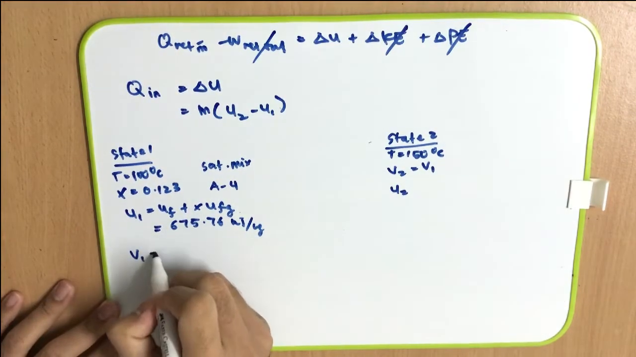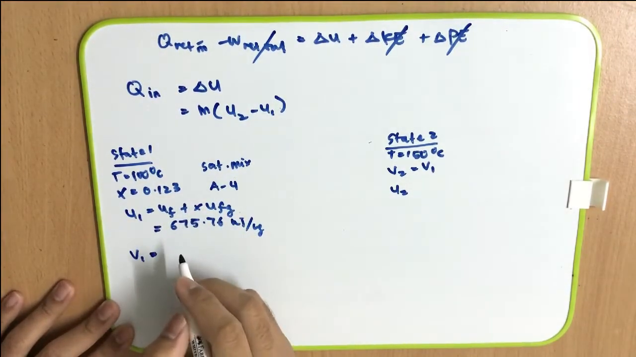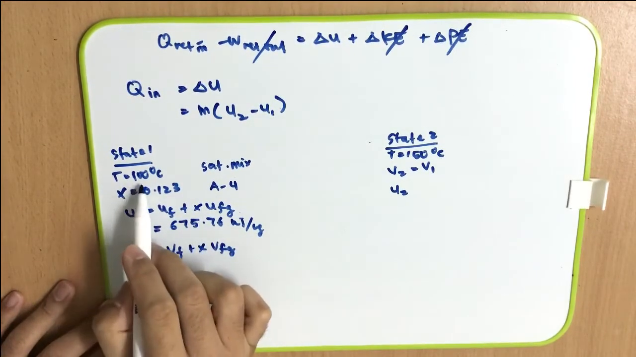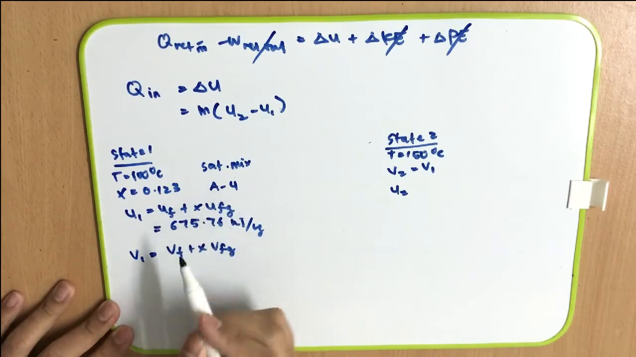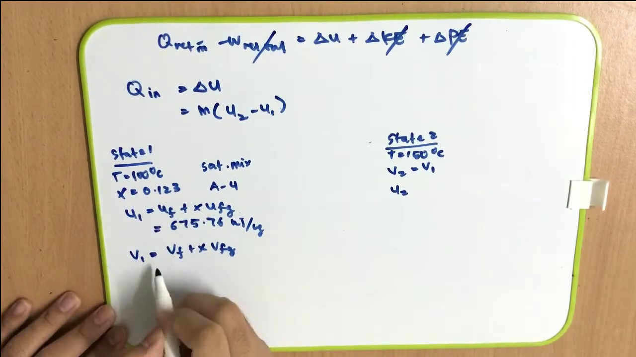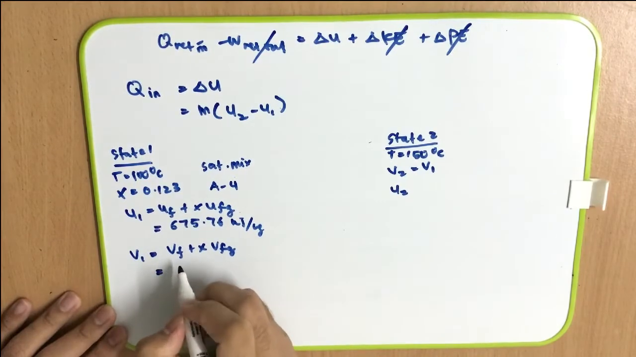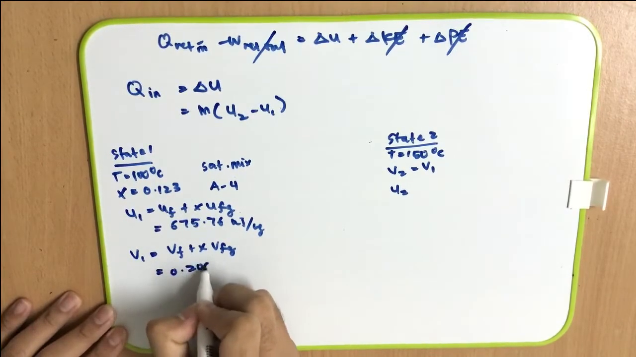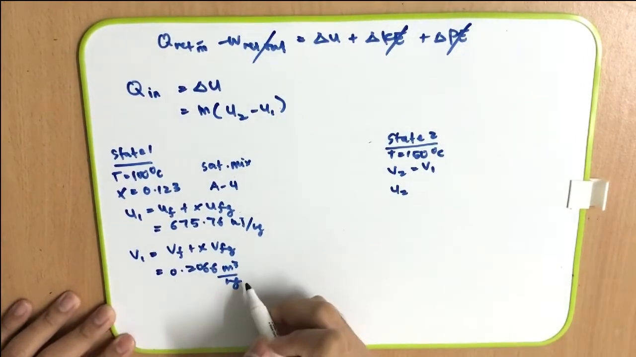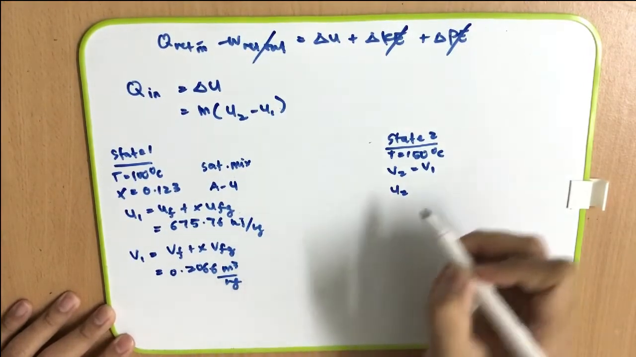So V1, because it is a saturated mixture, we can use this equation by referring at temperature 100 degrees C in table A4. So we can find the vf and also vfg. We substitute in here, then V1 we will get 0.2066 meter cube per kg. So from here, we know already what is V2.